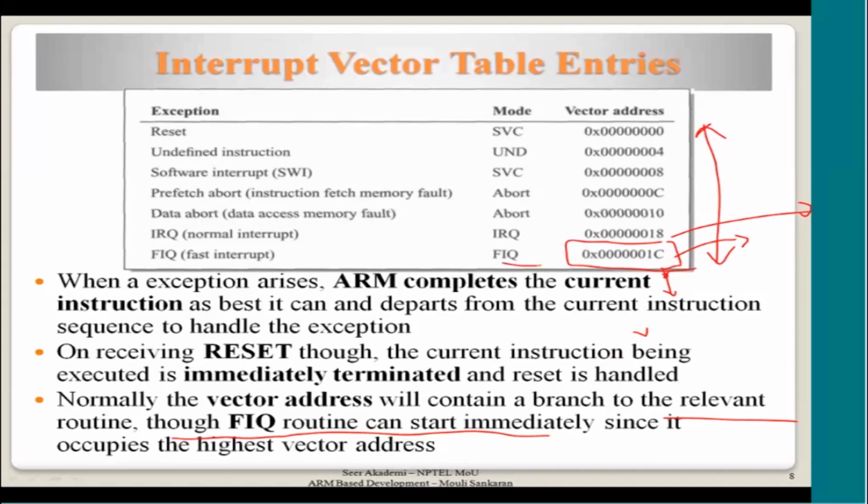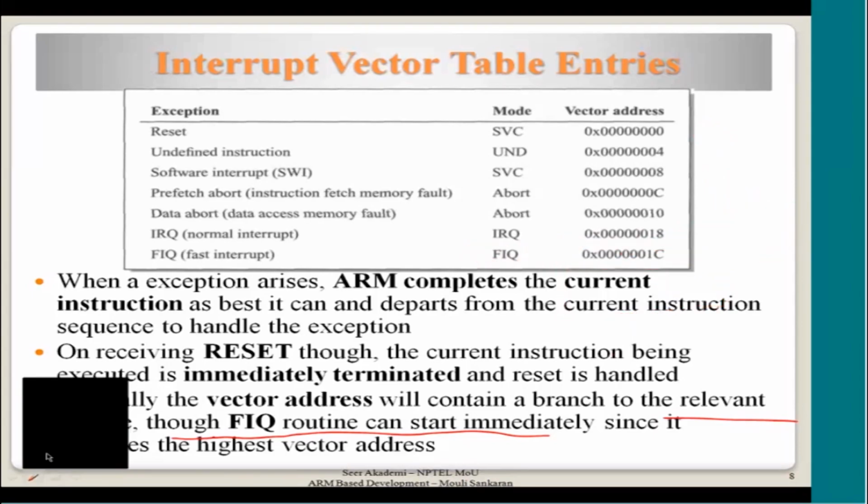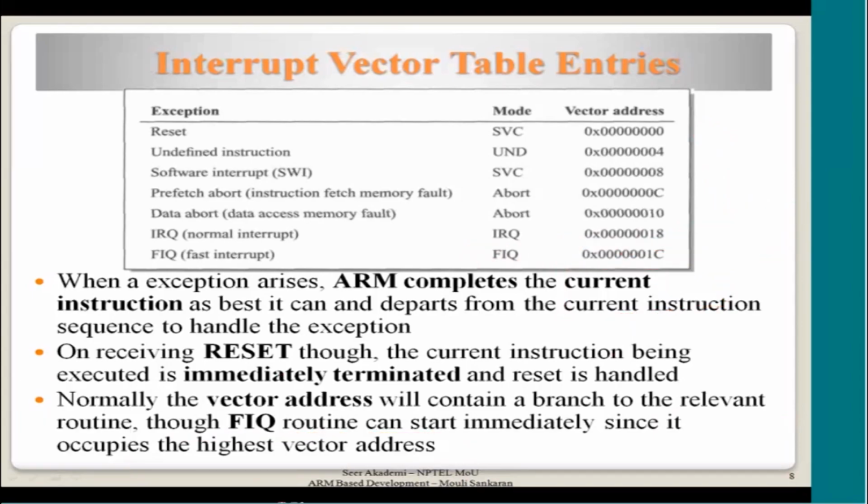So FIQ, as I told you, has to be responded to faster. So if you put a branch instruction, it will be again flushing the pipeline and then going to the ISR. So it will take more time. So you can start your ISR itself here in this location. Okay, I will explain it in the next slide. So that's why FIQ is kept in the end, so that you can start your routine immediately.